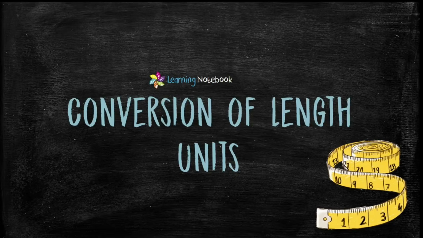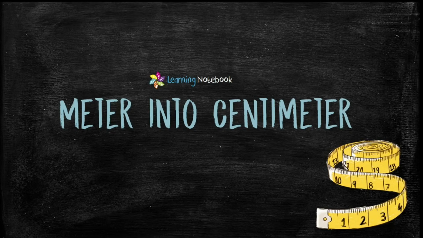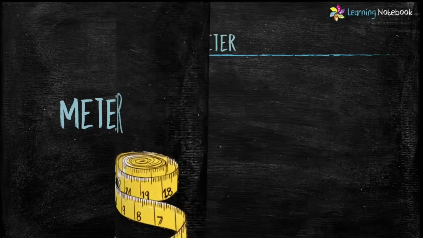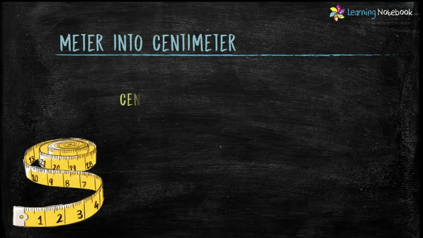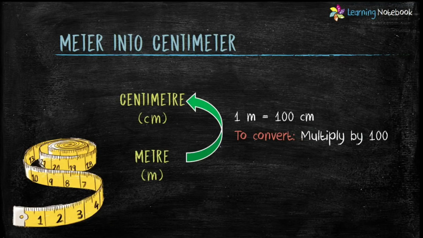So now let's see how to convert these length units. First is meter into centimeter. Students, 1 meter equals to 100 centimeter. So to convert meter into centimeter, multiply by 100. Let's see few examples to understand the same.